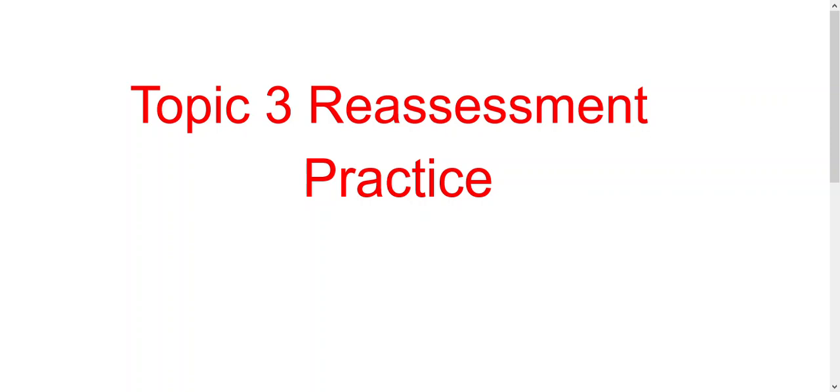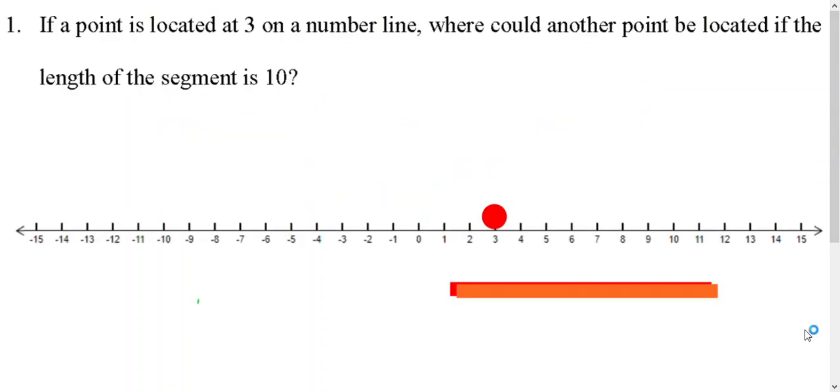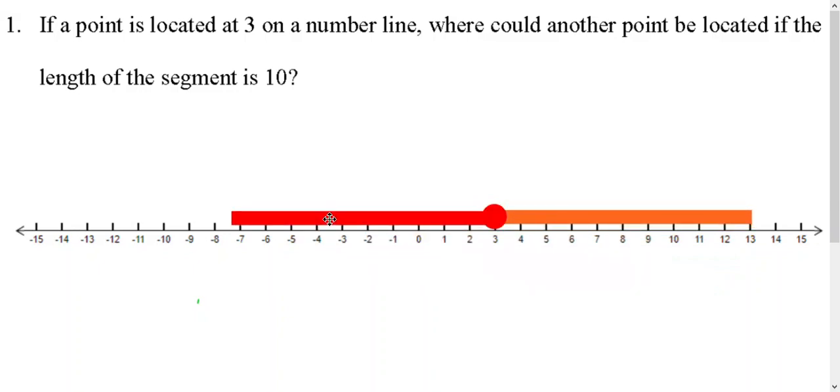Okay, we're going to look at the review sheet that you have for topic 3. Let's look at our first question on it. It says if point is located at 3 on a number line, which is right here, on 3, where could another point be located if the length of the segment is 10? So you could go in the forward direction, 10, or in the backwards direction, 10. And you would end up at 13 or at -7.